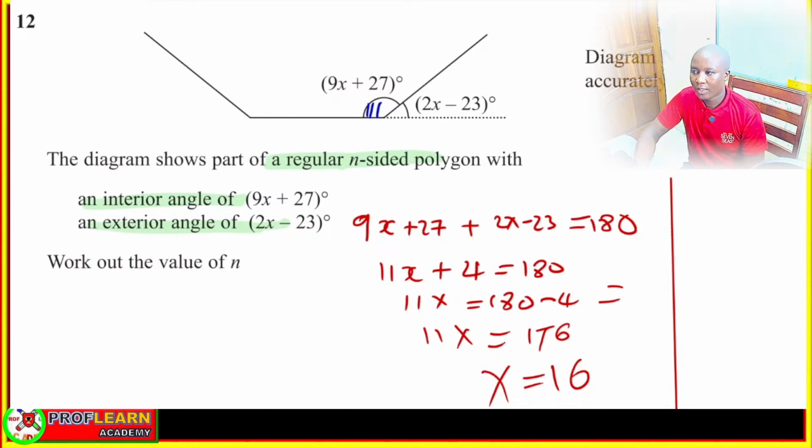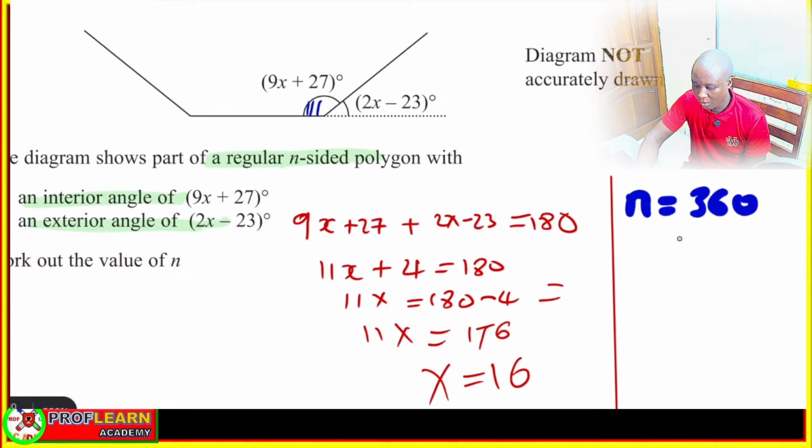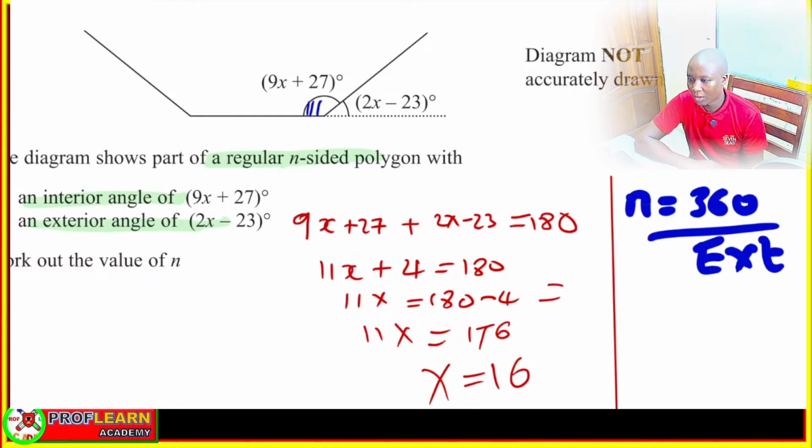But for you to find the number of sides, something that you need to have in mind is that the number of sides is equal to 360 divided by the exterior angle. That is the formula you'll use to find the number of sides.